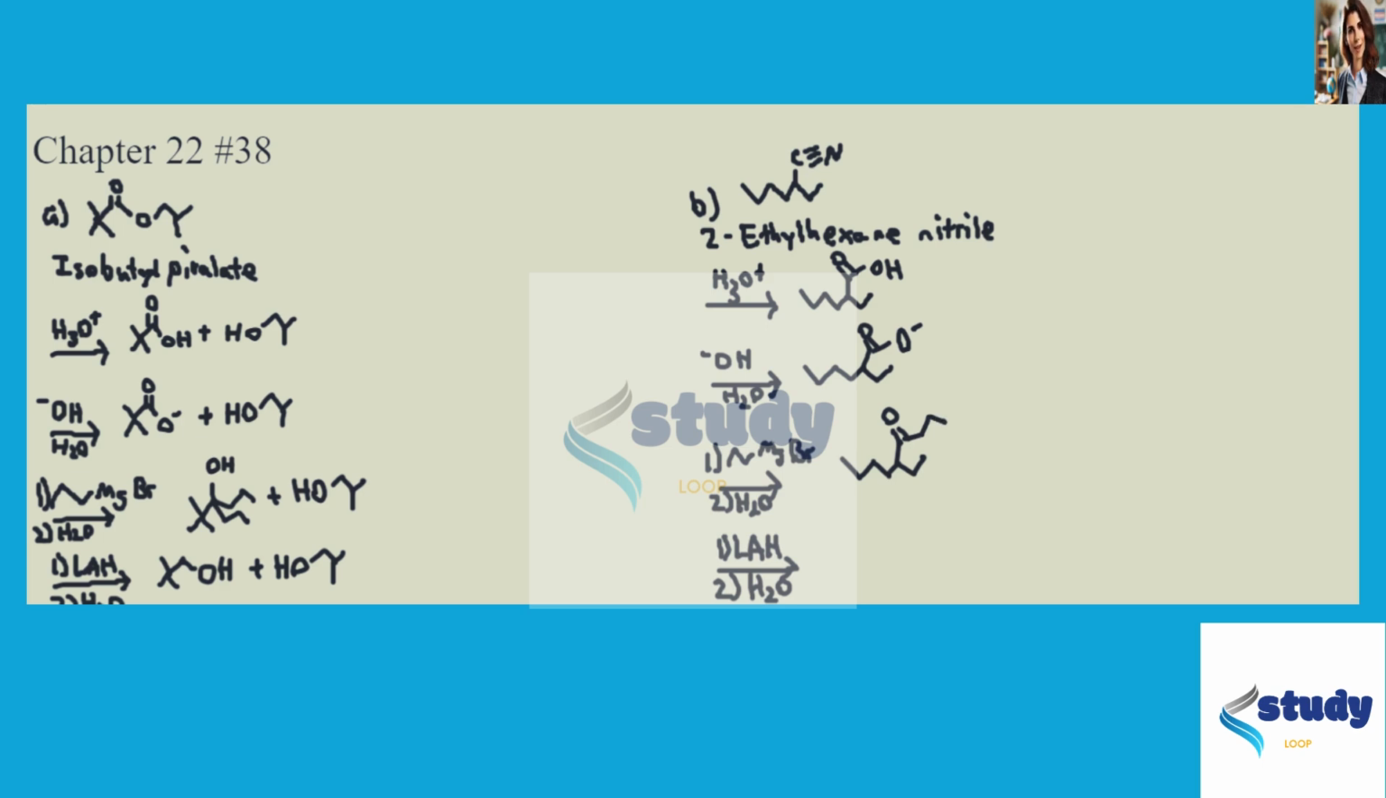And then lastly, lithium aluminum hydride is going to reduce the nitrile to a primary amine. So there's our carbon. And so there's the carbon that was the carbon of the nitrile. And now it is the attachment point for this nitrogen. And it is a primary amine. And so that is the answer to chapter 22, problem number 38.